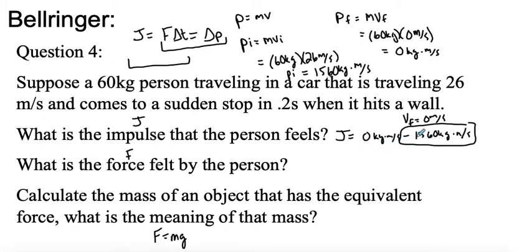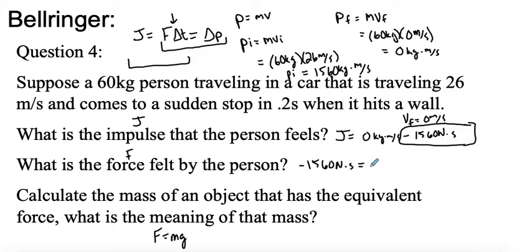So now I can take this, which is my impulse, and I can use the other part of the equation, F delta T. So let's say our impulse is 1,560, and I forgot to mention, the units are a little bit different. Even though we're using changes in momentum, impulse is going to be Newton seconds, because when we talk about impulse, we refer to this part of the equation. So it's 1,560 Newton seconds.